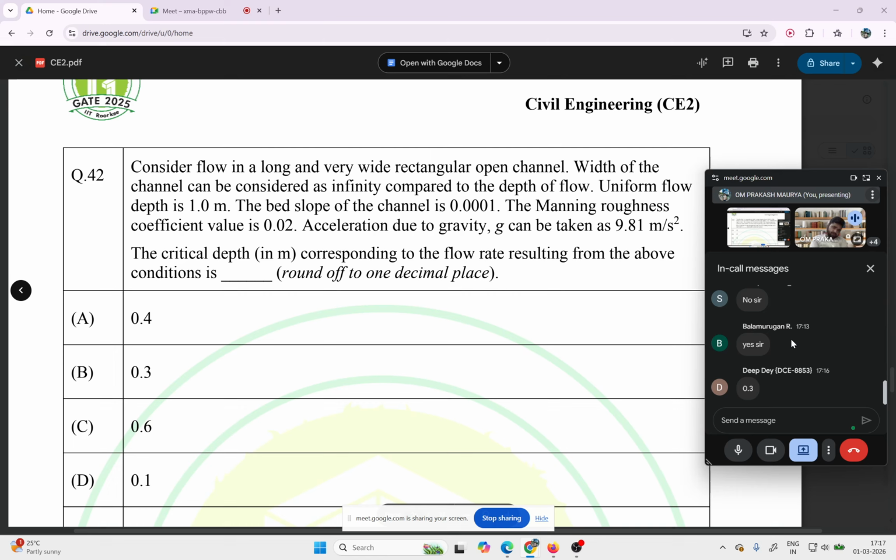Such type of question you can expect in your final exam, GATE final exam, as well as you are just looking here. This is your GATE 2025. So maybe GATE 2026 is already conducted, so you can expect such type of questions in GATE 2027. So Deep is telling 0.3, means option B. Okay.